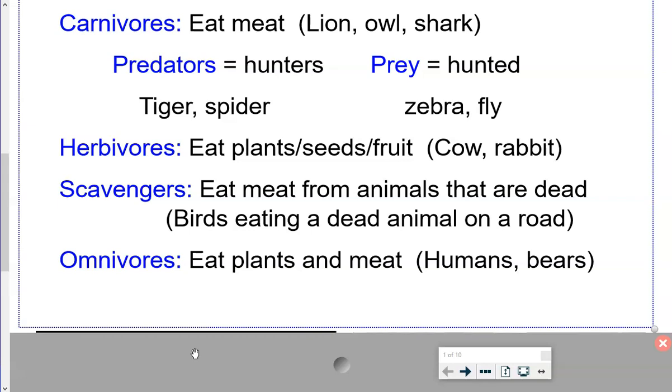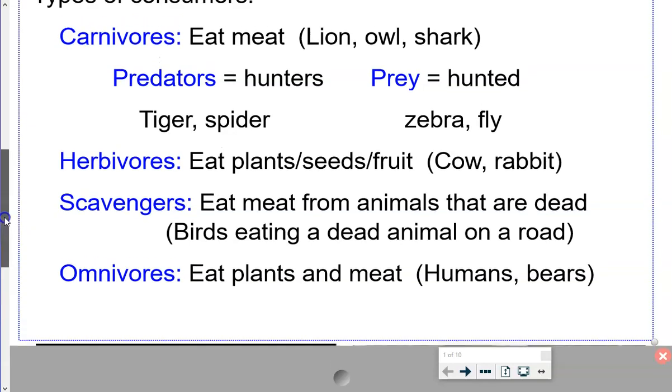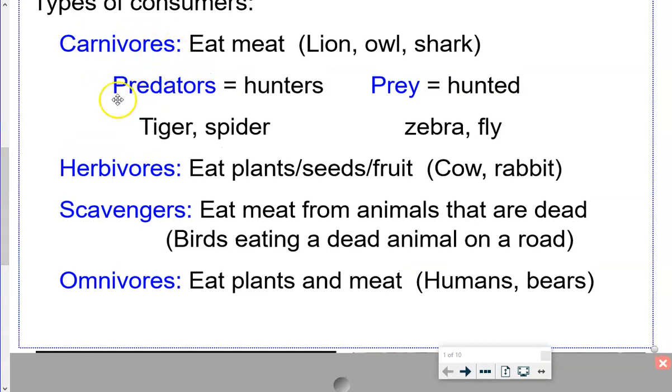Now, if we had all the time in the world, I would love to show you some skulls of some of these animals. And you'd notice that they have different kinds of teeth based on what they eat. So carnivores have sharp, pointy teeth because they're predators, and you need sharp, pointy teeth to pull and cut into meat. Okay, so if you eat a steak, you probably need a knife to help cut it apart.